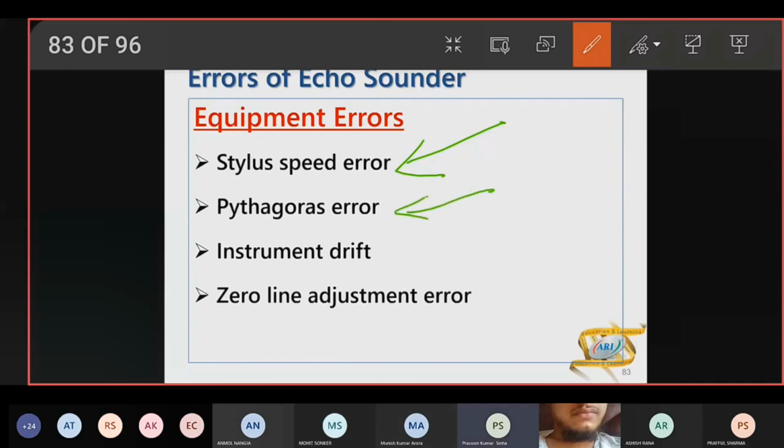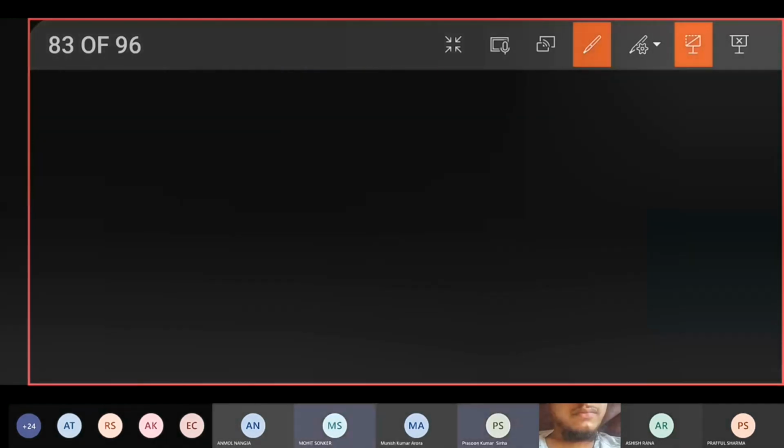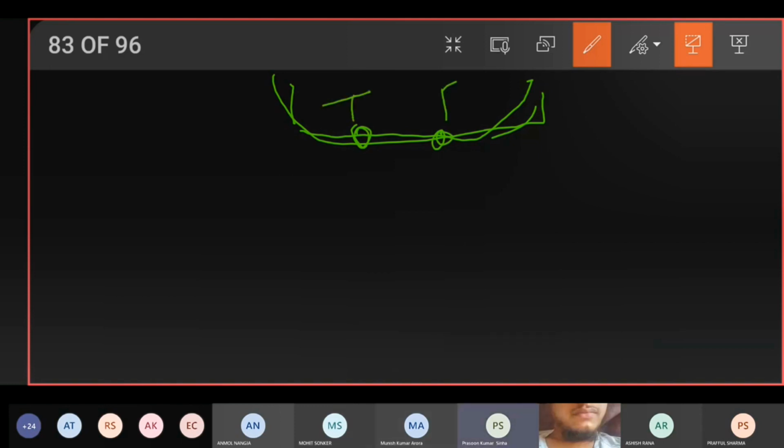Next one is Pythagoras error. This error happens when we have two transducers fitted for transmission and reception. What will happen now? Suppose we are standing in front of the ship and looking from the forward. So the bow is here. We are standing in front of the bow. Transducers will be fitted, two of them side by side in athwartship alignment. One is for transmission, the other is for reception.